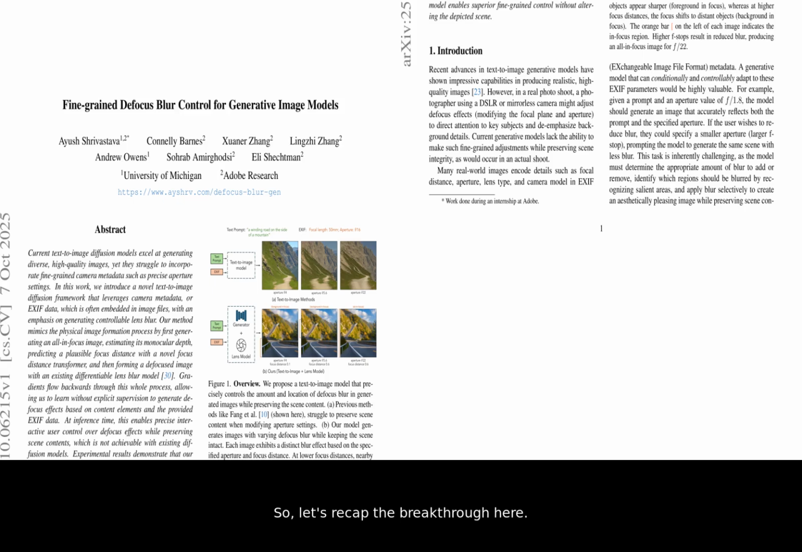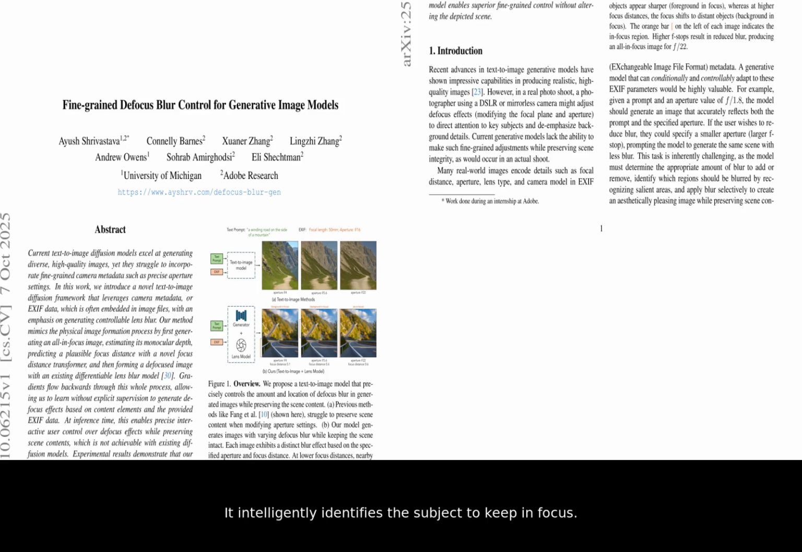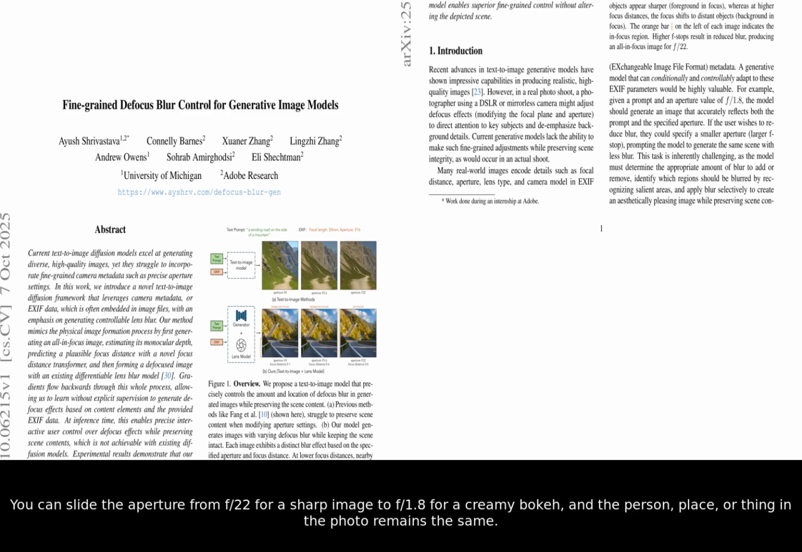So, let's recap the breakthrough here. This new AI framework separates the creation of an image from the application of lens effects like defocus blur. It intelligently identifies the subject to keep in focus. This enables precise, interactive user control over blur while preserving the actual content of the image. You can slide the aperture from f/22 for a sharp image to f/1.8 for a creamy bokeh, and the person, place, or thing in the photo remains the same.